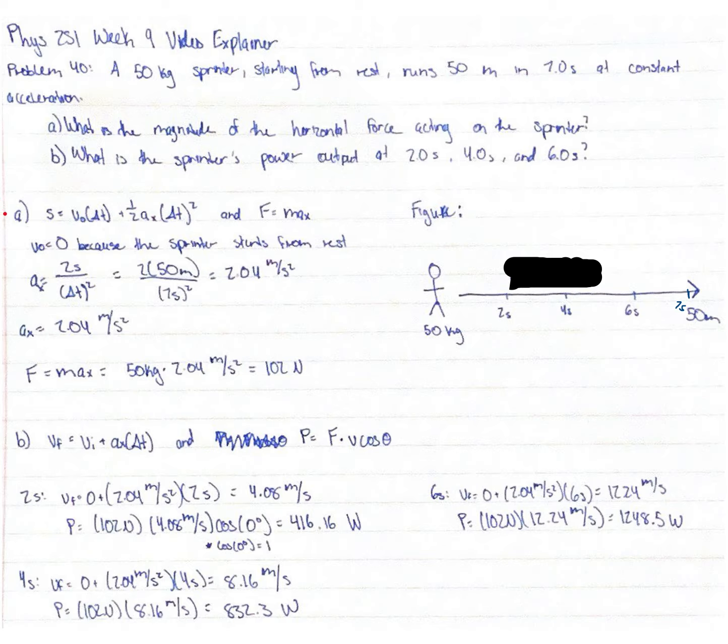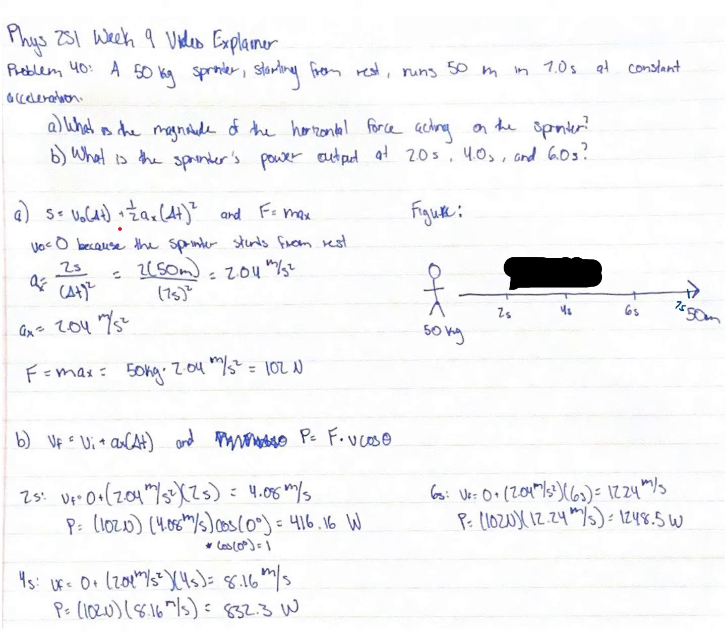Moving on to part A, we need to find the magnitude of the horizontal force acting on the sprinter. To do this, we will be using these two equations right here. This first one is the acceleration of the sprinter coming from the kinematic equation, and this one right here is Newton's second law. To start, it's important to note that because the sprinter is starting from rest, the initial velocity will be 0.